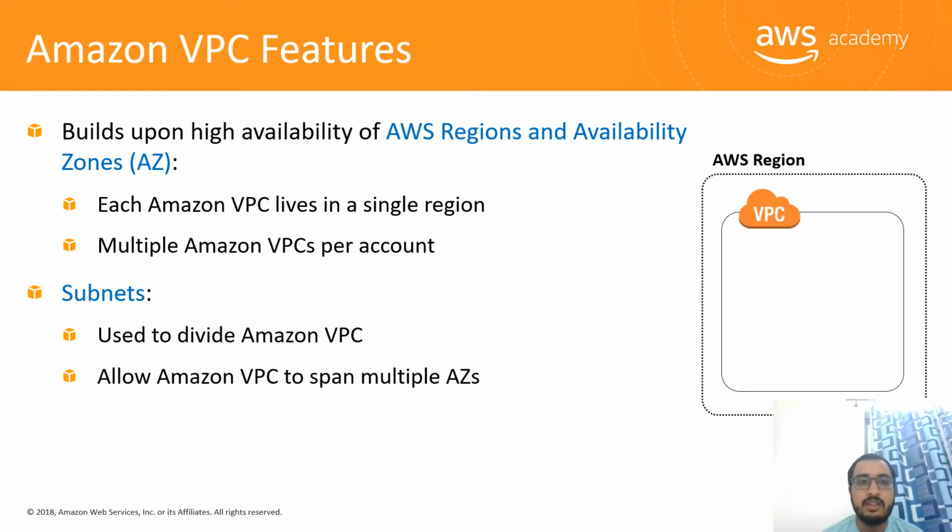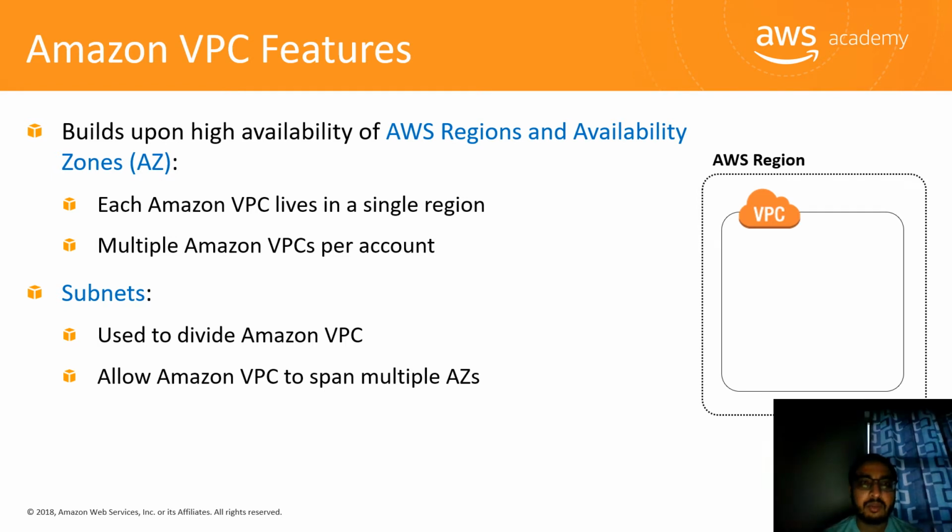And what are the features of Amazon VPC? Amazon VPC builds upon the very high availability of AWS regions and availability zones. There are many regions and availability zones. Each Amazon VPC lives in a single region. We can have multiple Amazon VPCs per account. And a subnet is created inside a VPC. It is used to divide the VPC, and it is also used to connect, and allows Amazon VPC to span multiple AZs.